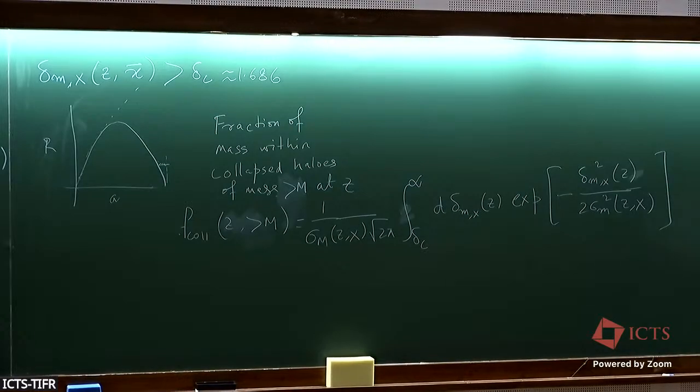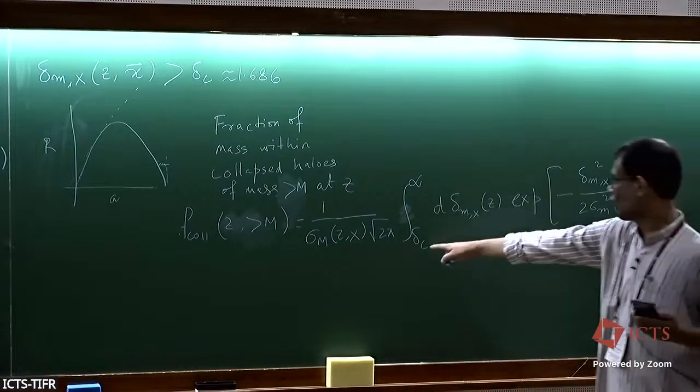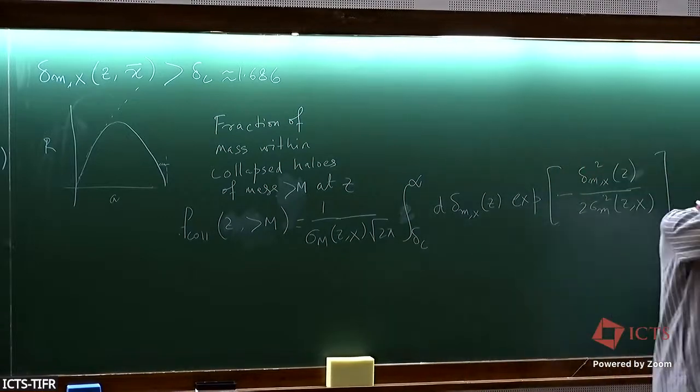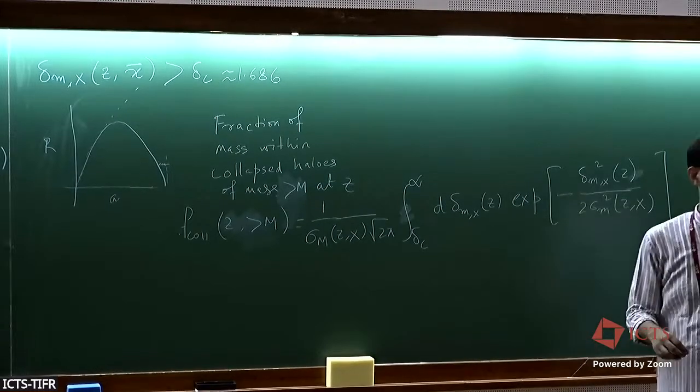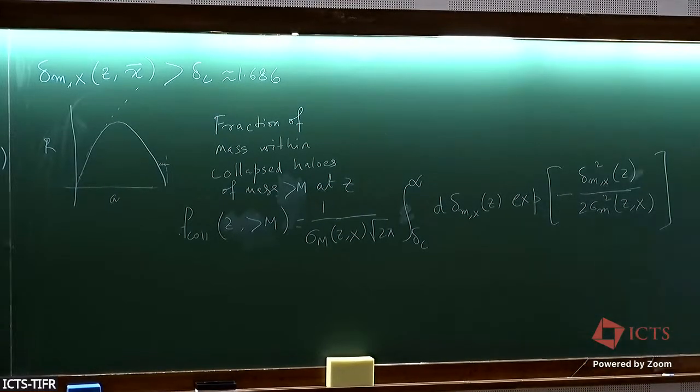Suppose at the same redshift, I look at points which are larger than this collapse density, then they would have collapsed earlier, and definitely because I have smoothed over this x, they have to have at least that much mass, or they could have had more mass than this. That's why they collapsed earlier.